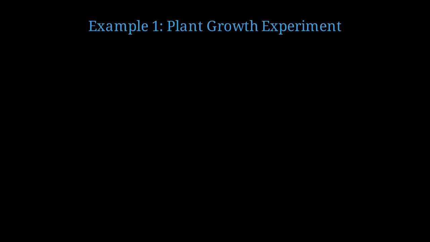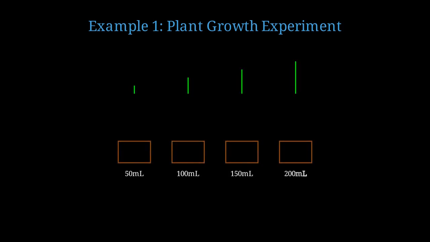Let's work through a concrete example. Imagine you want to test how the amount of water affects plant growth. You have 4 identical plants. You give each plant a different amount of water: 50 milliliters, 100 milliliters, 150 milliliters, and 200 milliliters per day.